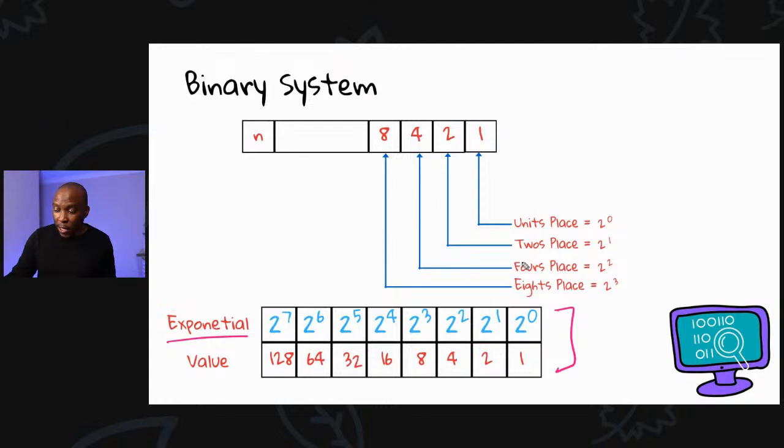So exponential value on the top, and the numbers are increasing. In this case, we stopped at 2 to the power 7, but just continue. 2 to the power 8 is 256. 2 to the power 9 is 512. 2 to the power 10 will be 1024. It basically increases as it goes through.